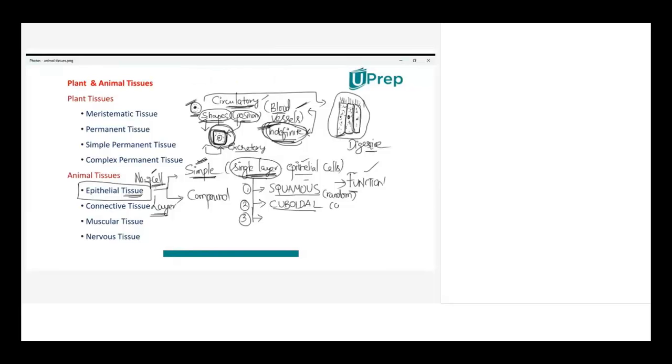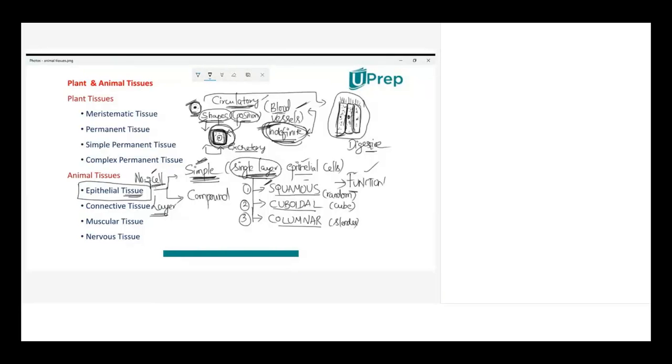Then the third category of simple epithelium is columnar epithelium. Columnar means slender, elongated structures. I told you the cells like this are in the digestive system. So this is called columnar epithelium, column-like epithelial cells. And this is called cuboidal epithelium. The random shaped structures are called squamous epithelium. Is it clear with the types of simple epithelium?